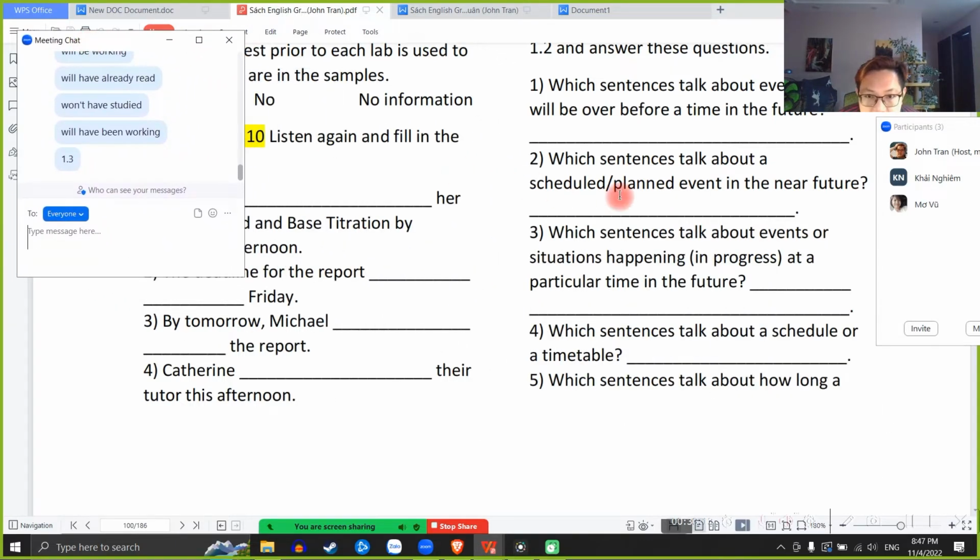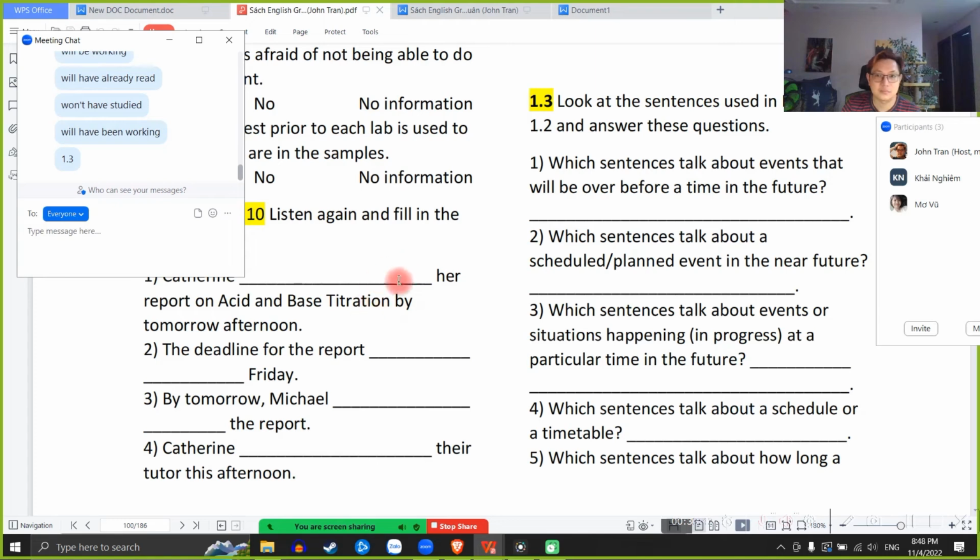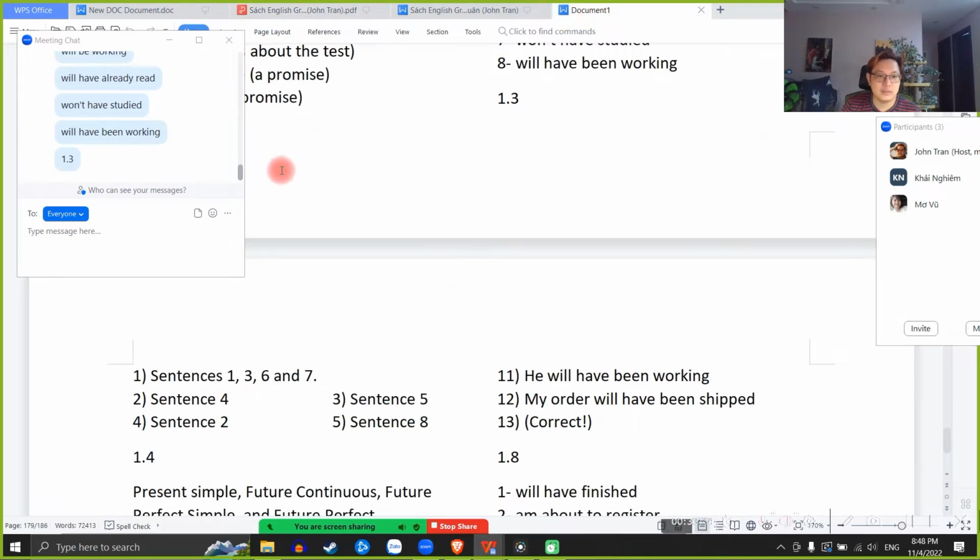Okay. Number 3. Which sentences talk about events or situations happening or in progress at a particular time in the future? Những câu nào nói về vào những cái sự kiện hoặc là những tình huống nó đang diễn ra hoặc là đang diễn ra ở một thời điểm cụ thể trong tương lai. Tức là tương lai tiếp diễn. So it means future continuous. Which one? So we have sentence 5.